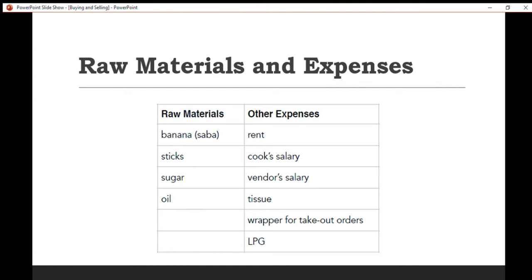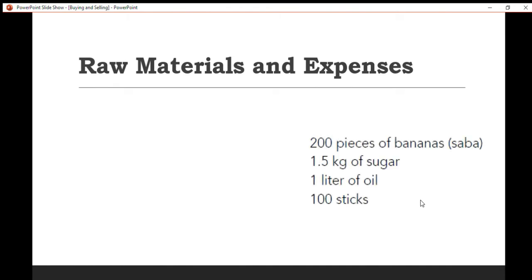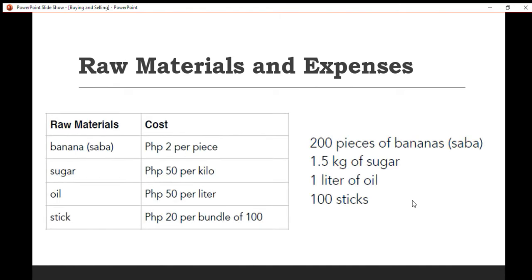Tingnan natin kung paano natin to kukomputin. Okay. So, halimbawa, ito yung cost per unit. Pag sinabi natin per unit, per piece. So, yung banana, 2 pesos per piraso, isang banana yon. Okay. And then sugar is 50 pesos per kilo. The oil is also 50 pesos per liter. So enough na daw to para sa pagluluto nung 200 pieces na saba.